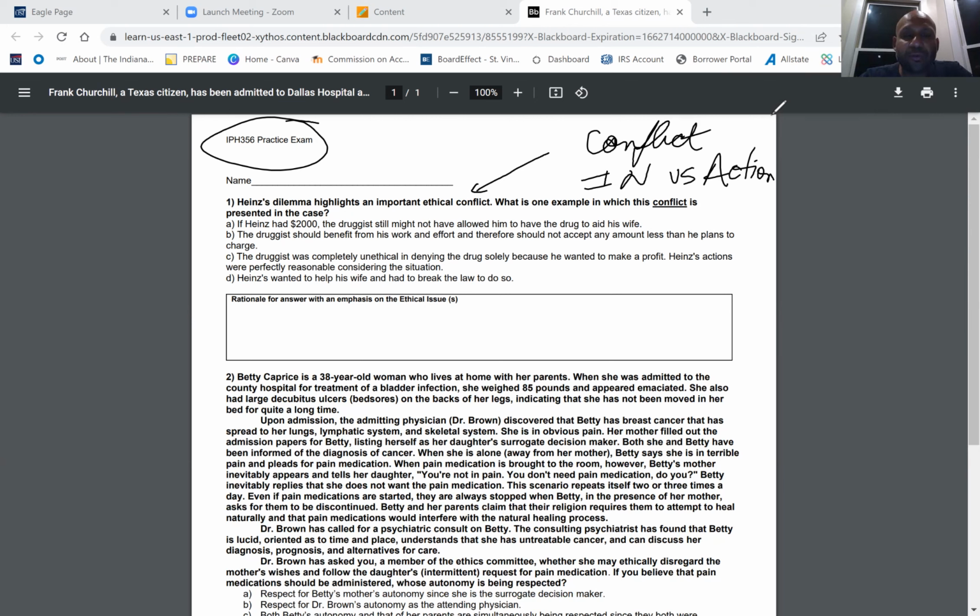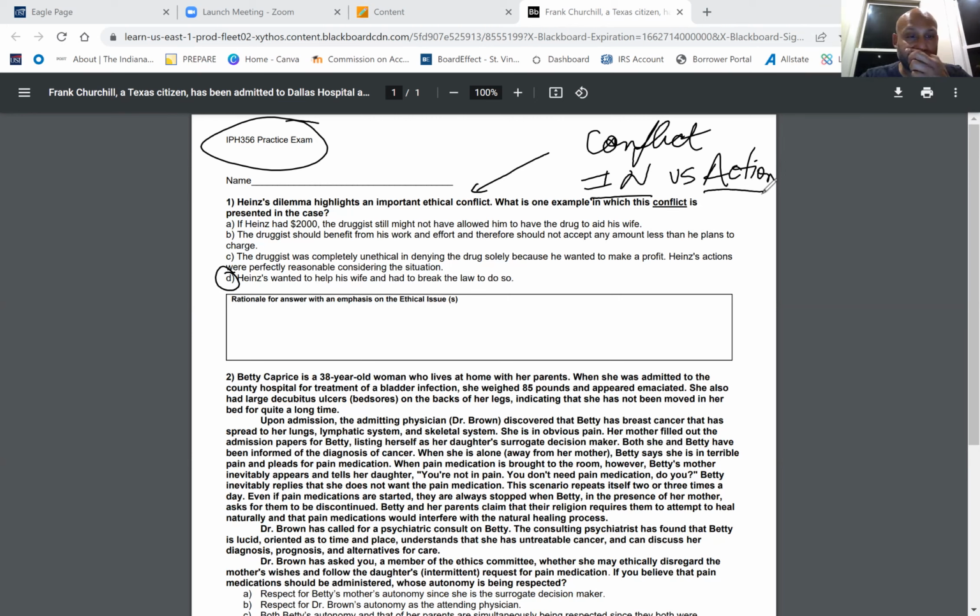So which one of these four really suggests that, the answer to the question? So first, I'm going to share the correct answer that really connects to the question, which is, what's the important ethical conflict? And that's D. Heinz wanted to help his wife. That was his intention, but he had to break the law to do so. His action was illegal and unethical.